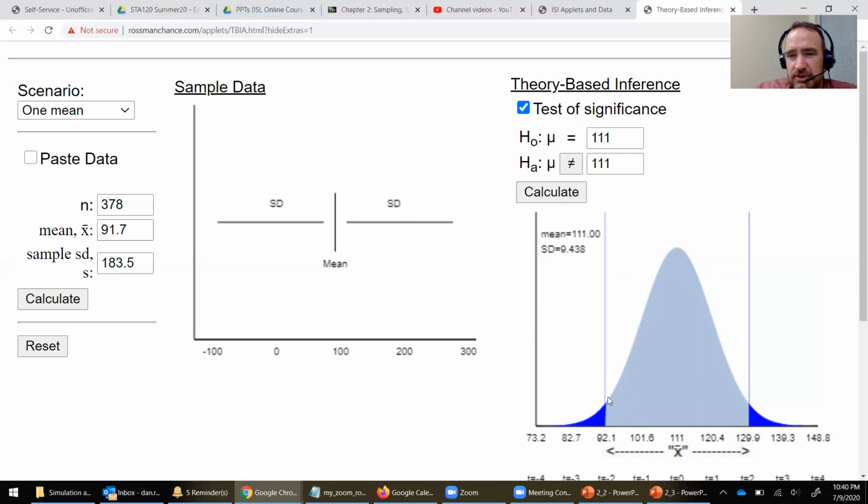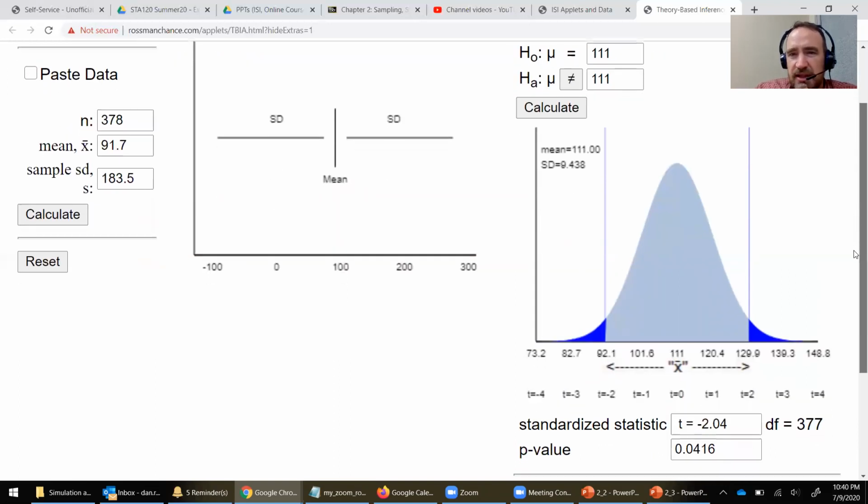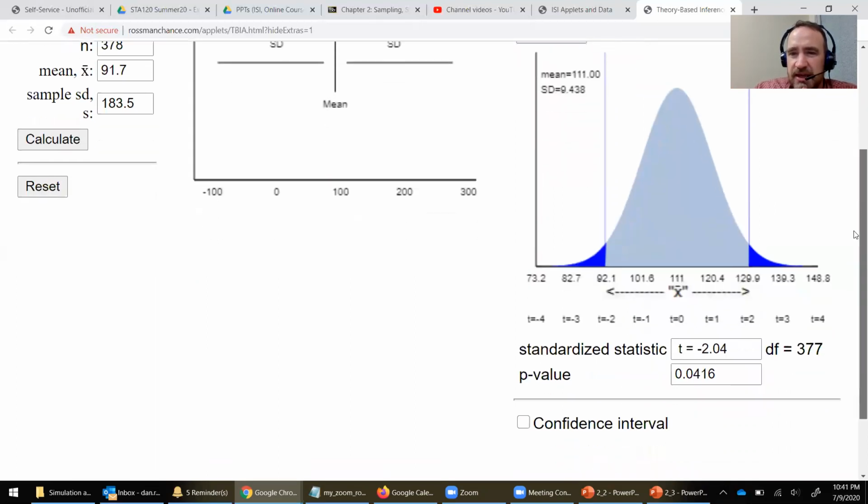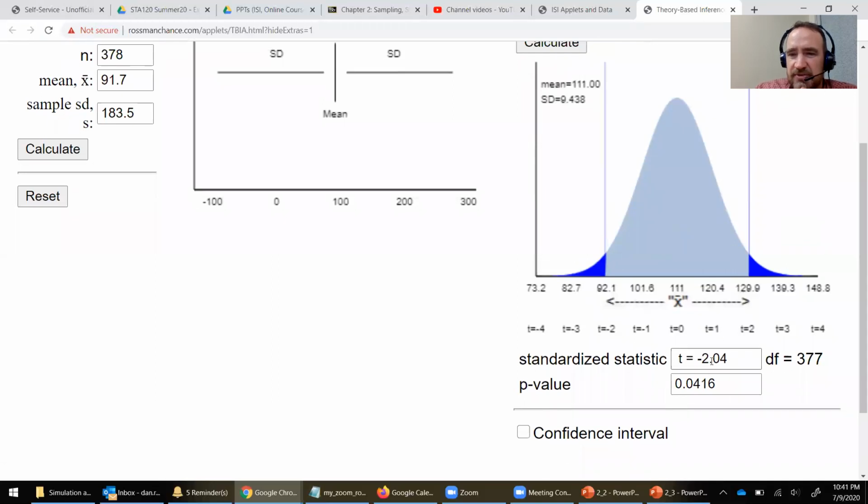And here's our result down here, below the mean of the null hypothesis, 111. We're down here a little bit below that. You can see that the spread of our null distribution is a little over 9, and that comes from that formula: S, 183.5, divided by the square root of n, 378. Scrolling down, we can see our standardized statistic, t, is negative 2.04, and our p-value is 0.04.